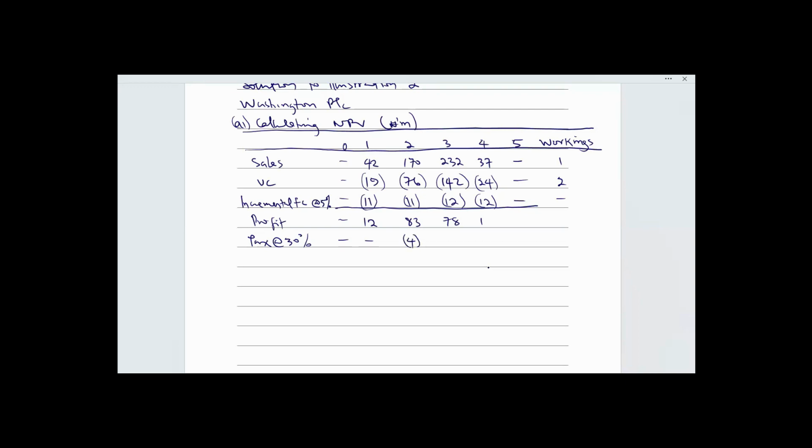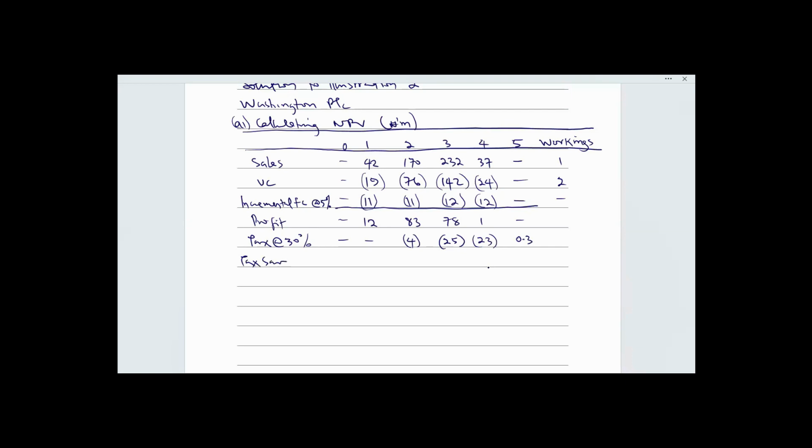What's 30% of 83? 24.9, that's 25. 30% of 78? 23.4. That's 23. What's 30% of 1? That's 0.3, right? 0.3, yes. Okay, then. So the next item we are going to consider after this is our tax saved.